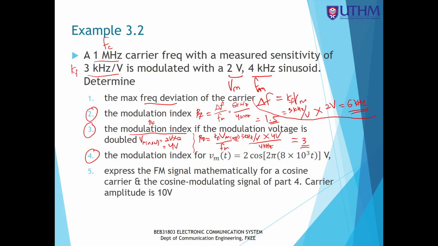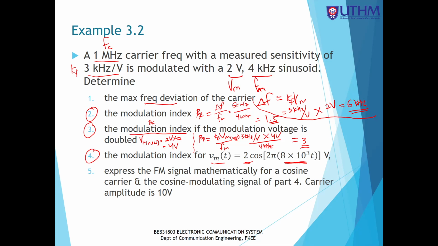Question number 4: determine the modulation index for VMT. Now you are given the modulating signal, the input message, which is Vm cos 2 pi FMT. Now Vm is equal to 2. The modulating signal frequency Fm is equal to 8 kilohertz. So now the frequency is doubled. What happened?